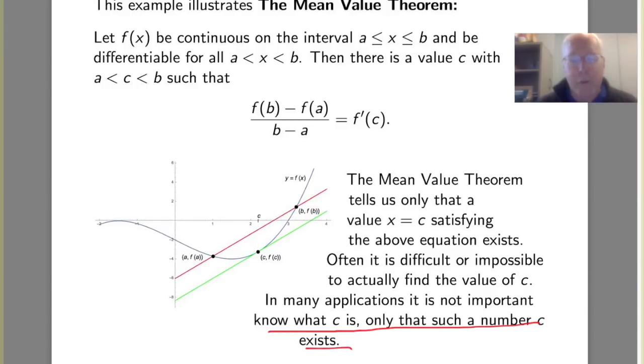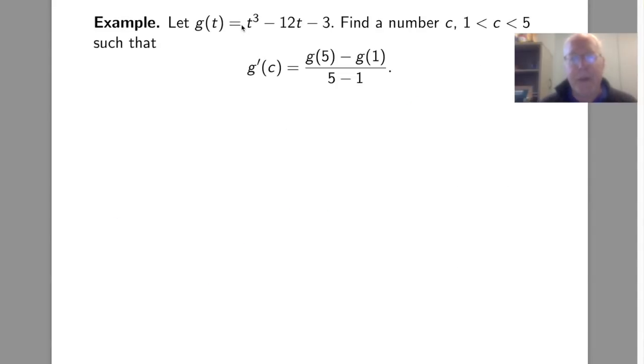We'll do one exercise where we find the value of c, but in most cases where the mean value theorem is applied, we'll just know that there is a c between a and b that has this property, but we won't care or often won't be able to find out what that c is. As our example of actually finding the c, let's take the function g of t equals t cubed minus 12t minus 3. We'll find a number c between 1 and 5 so that g prime of c is g of 5 minus g of 1 over 5 minus 1.